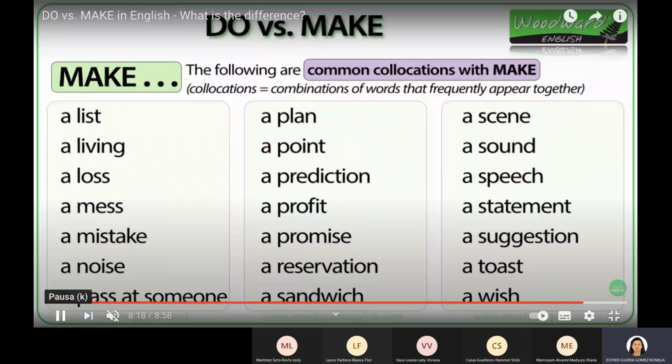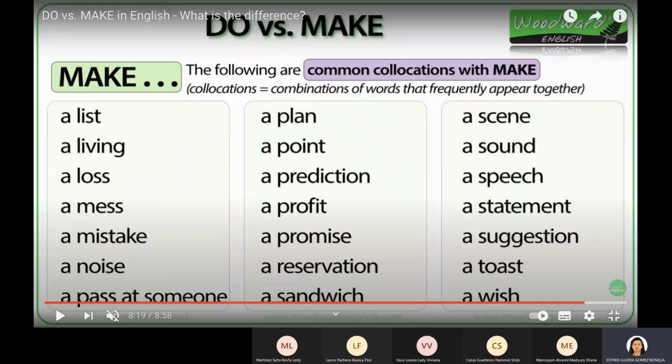And here you have other examples. Make a list, para hacer una lista. Make a living. Make a loss. Make a mess, para decir hacer desorden. Make a mistake. Make a noise, para decir hacer ruido. Here you say, make a pass at someone.